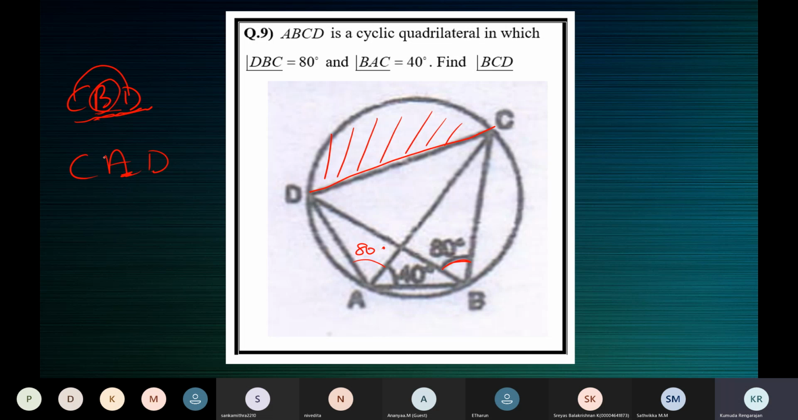CBD is equal to CAD because both are subtended by the same arc at two points, B and A, on the circumference. You can see that both the angles are formed in the same segment, the major segment. So they're equal.